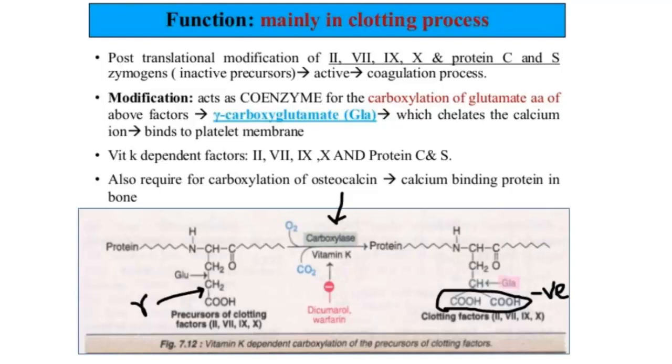Now what are the vitamin K dependent factors? These are factor 2, also called prothrombin, factor 7, factor 9, factor 10, protein C and protein S. Now for the blood coagulation process to occur, several blood clotting factors should undergo post-translational modification, thereby resulting in active substrates.